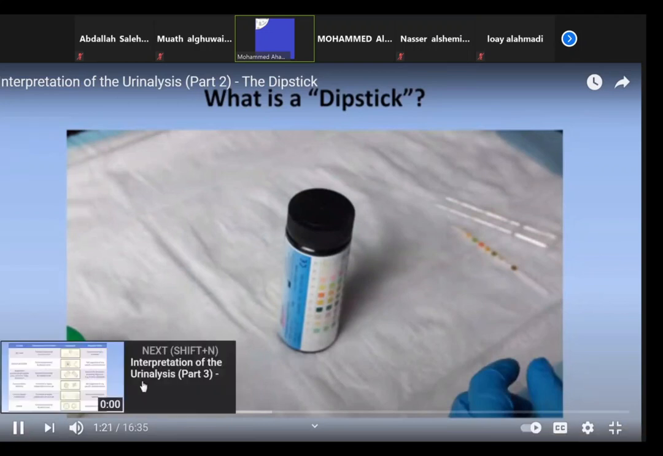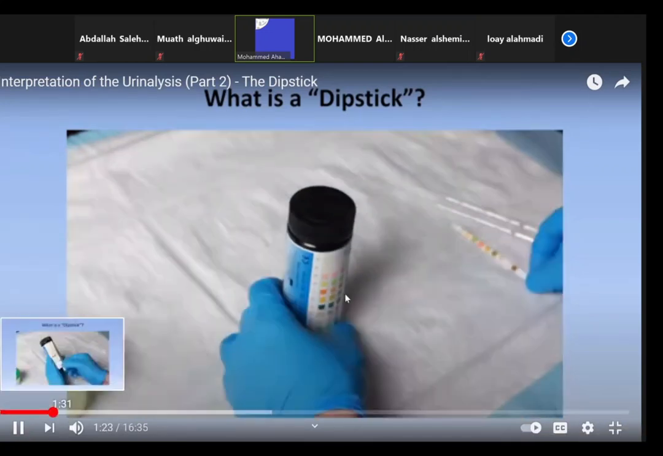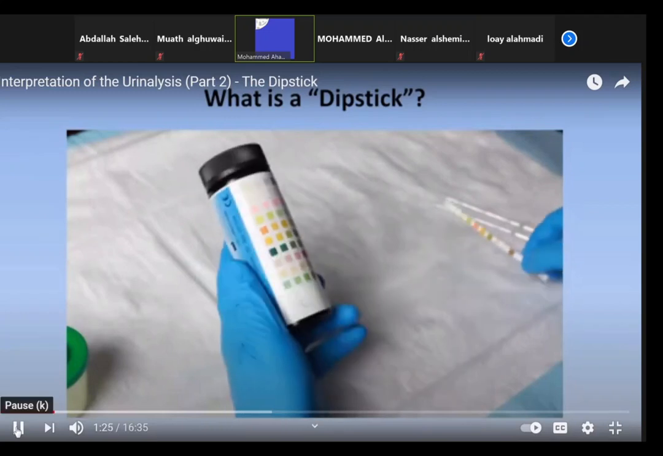For example, focusing on the bottom pad, which corresponds to glucose, we are trying to match the tan.